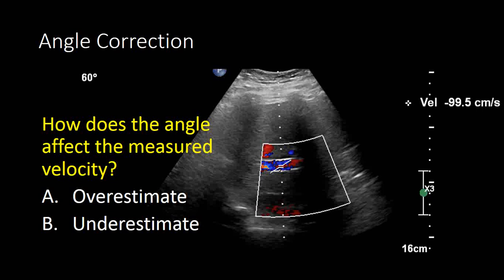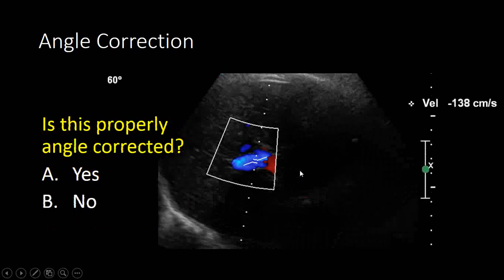Is it an overestimate or an underestimate? So in this instance, we are underestimating our flow, right? We are under angle correcting. The true angle of inclination is 90 degrees. We're angle correcting to 60 degrees, okay? And so we are underestimating the velocity. The velocity within this portion of the stent is likely higher than 100 centimeters per second.